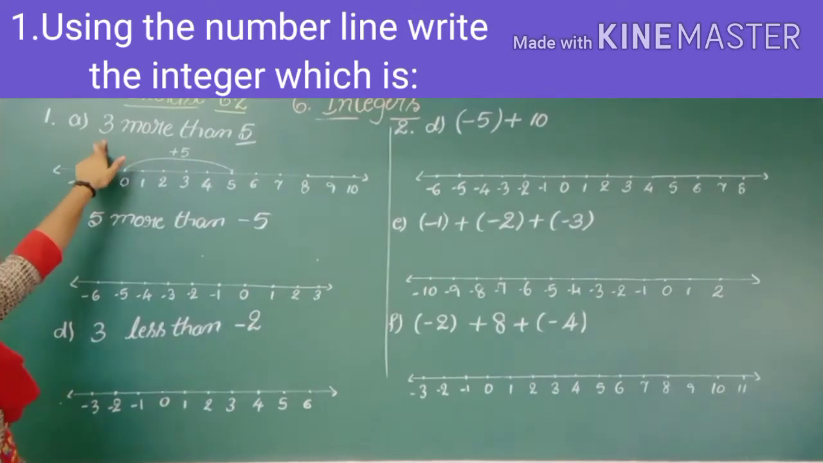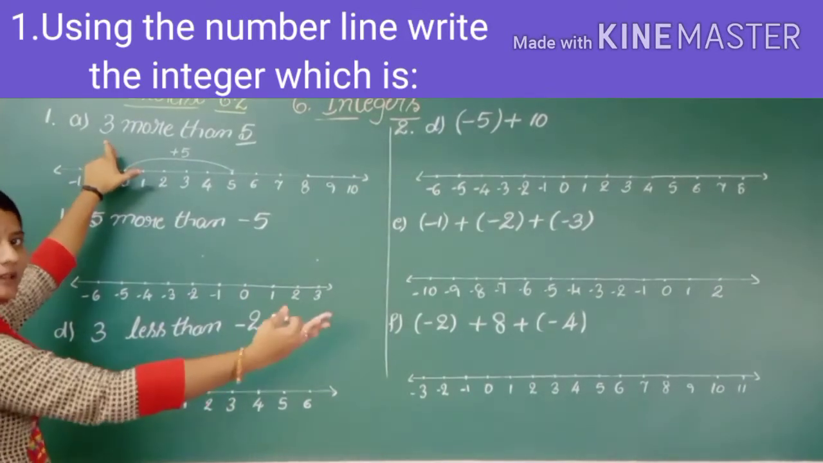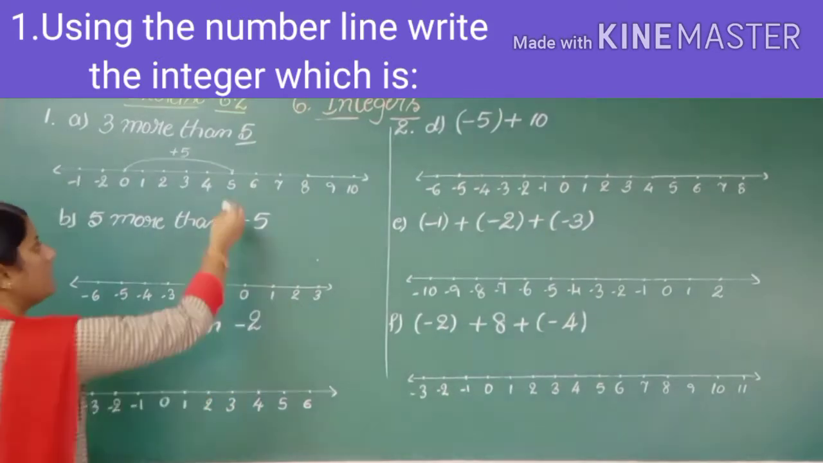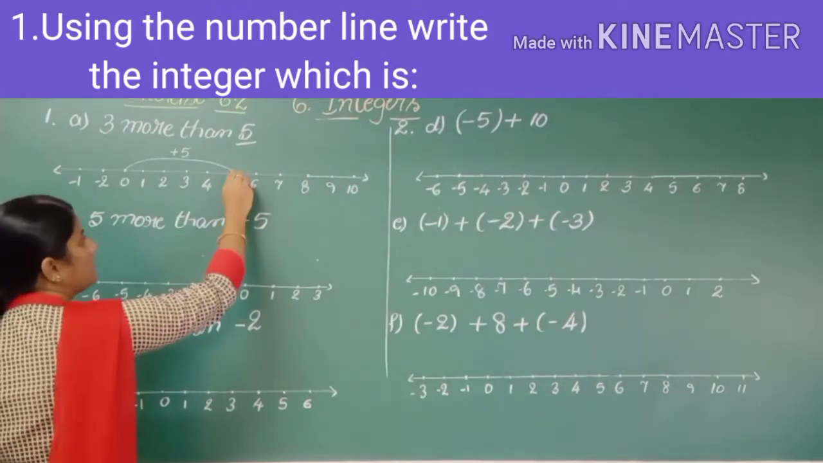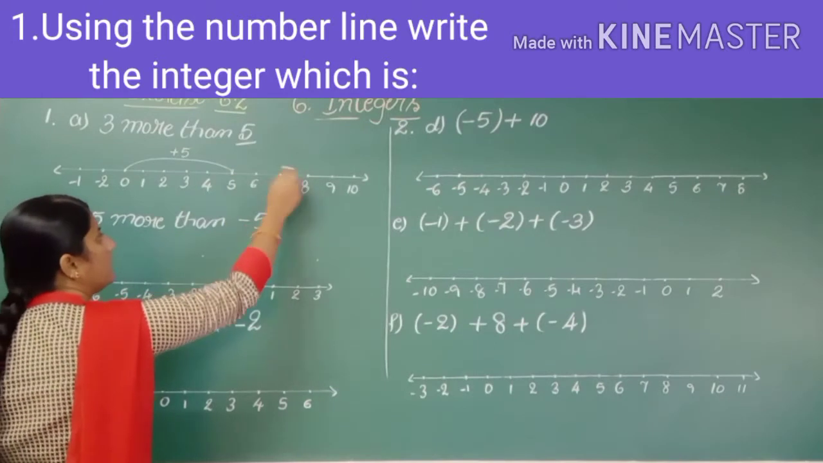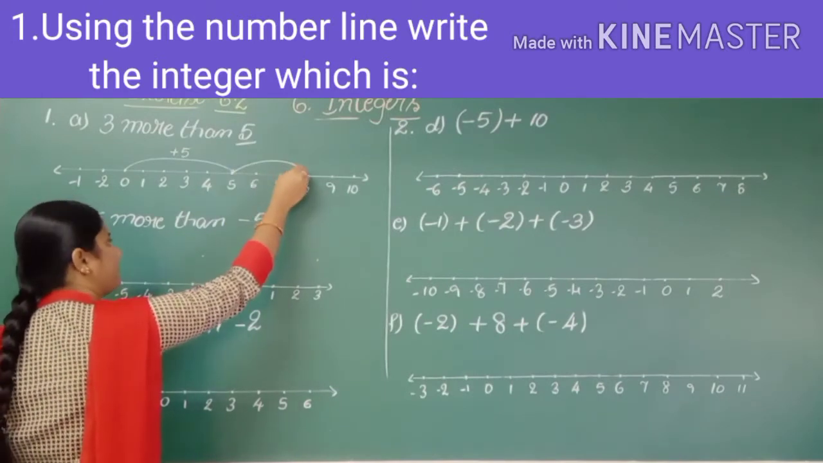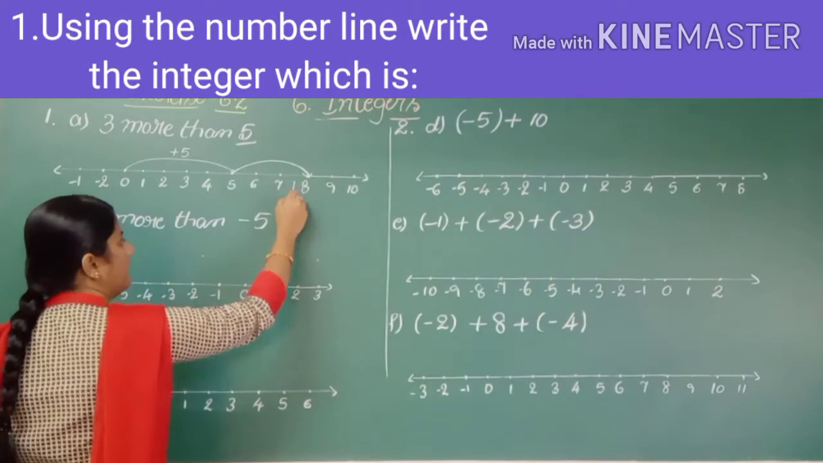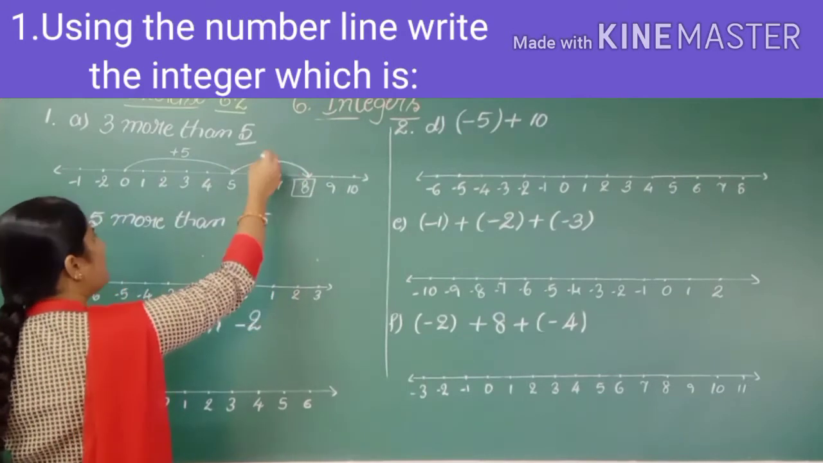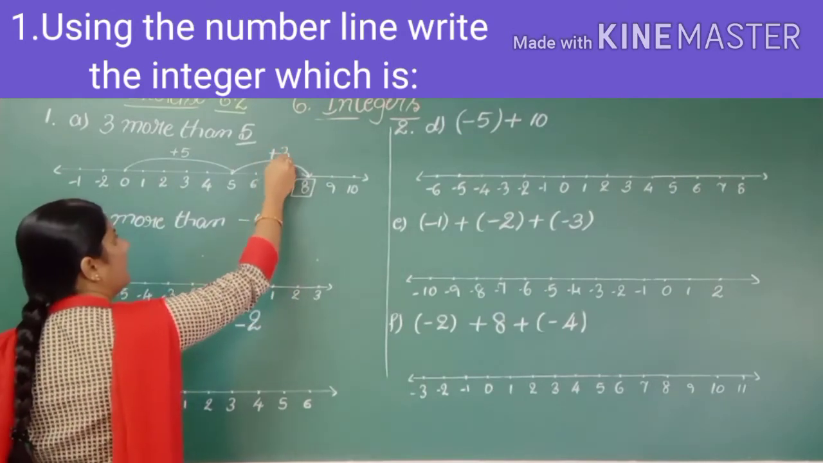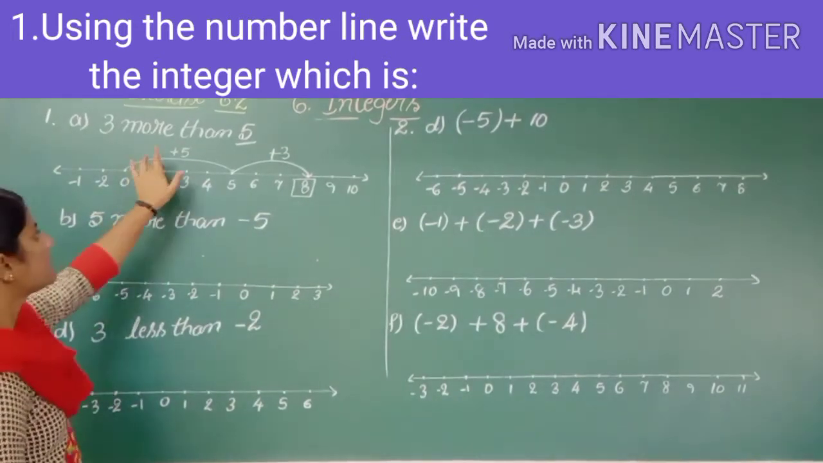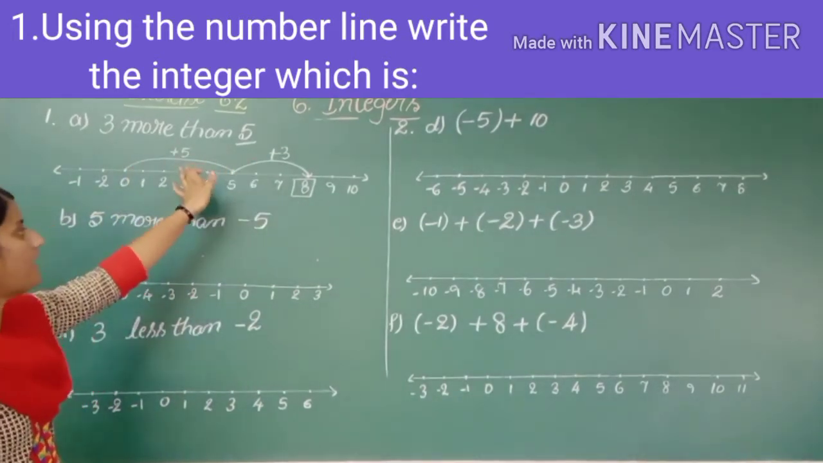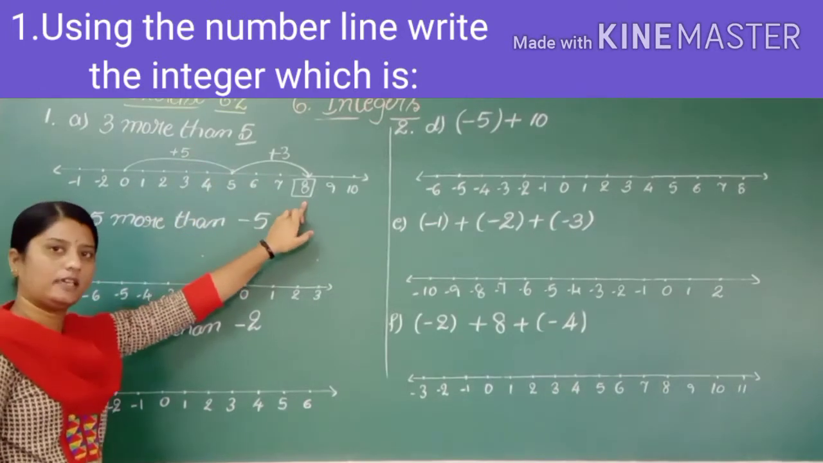So it is a positive integer. We have to move right of the number line. Here there is a 5. From the 5 we have to move 3 steps: 1, 2, 3. Yes, we get the answer 8. So 3 more than 5 means that is 8.